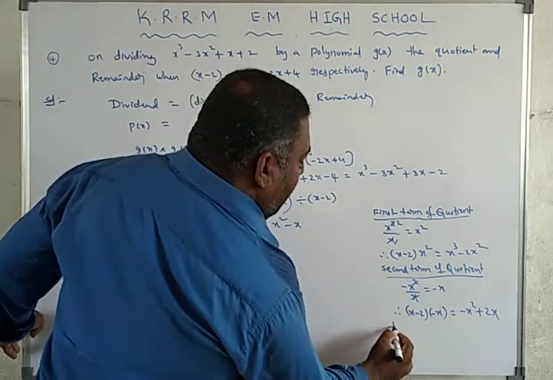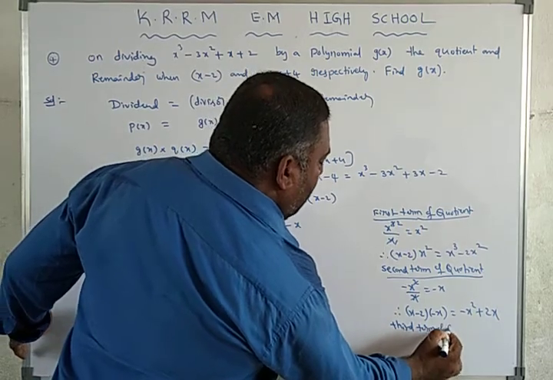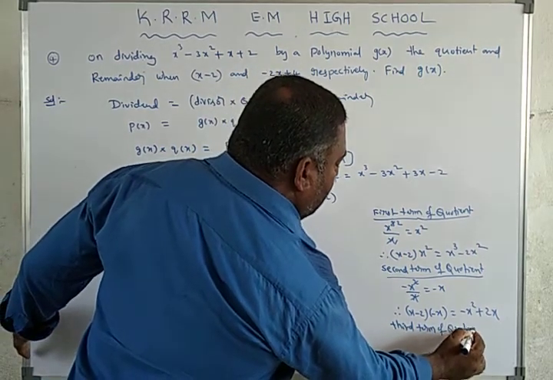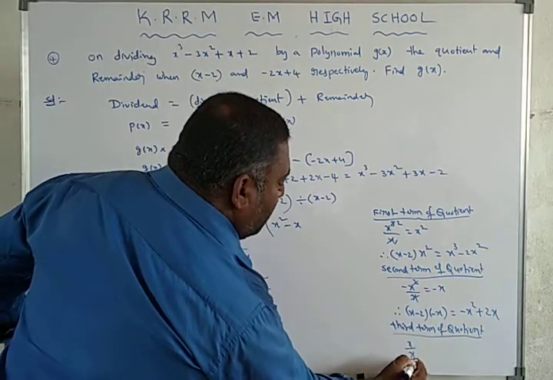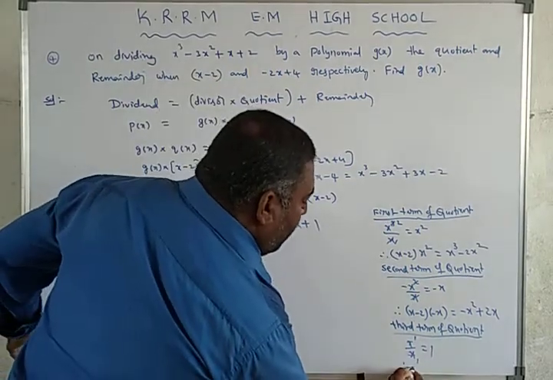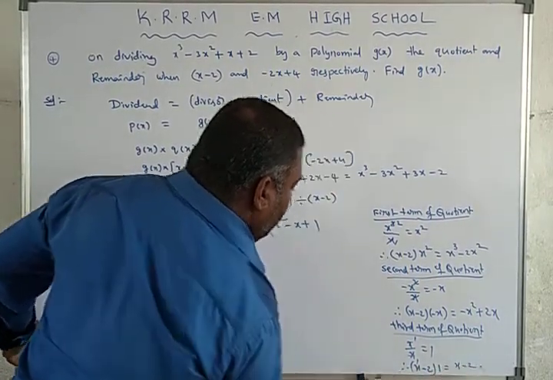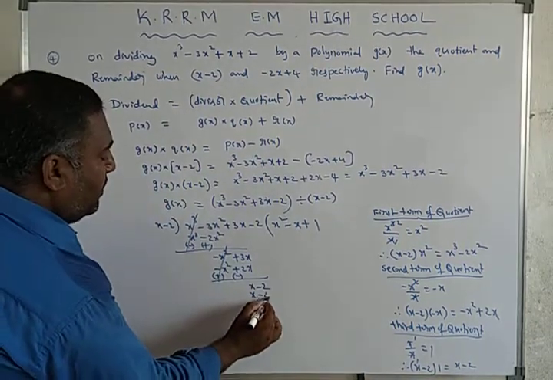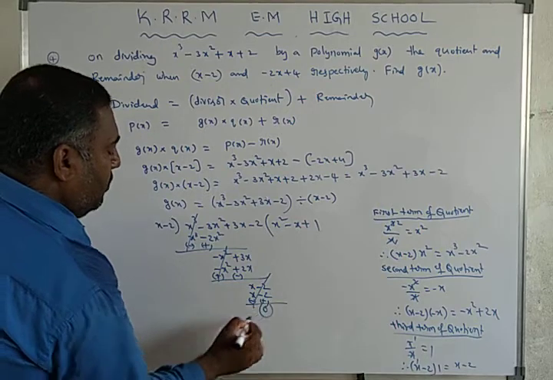What is the third term of the quotient? The third term of the quotient is x upon x, which is equal to 1. Therefore x minus 2 into 1 is x minus 2. So here x minus 2, subtracting, everything gets cancelled, 0.